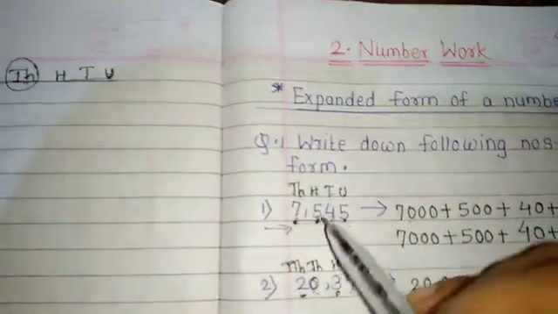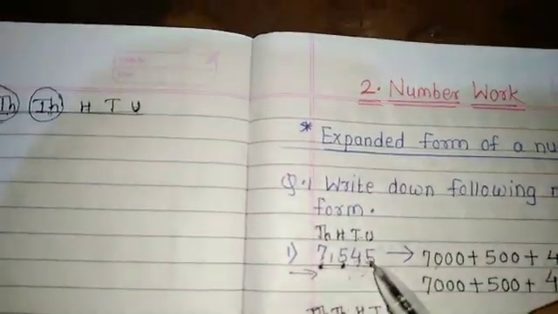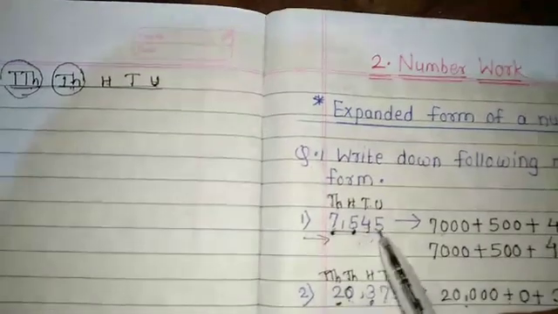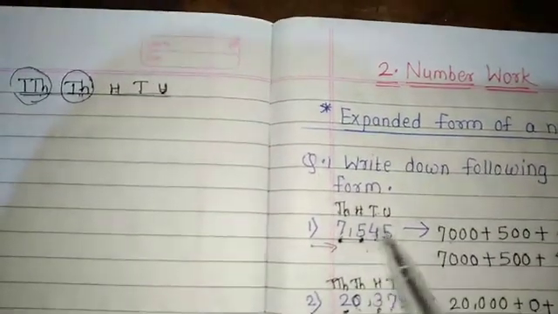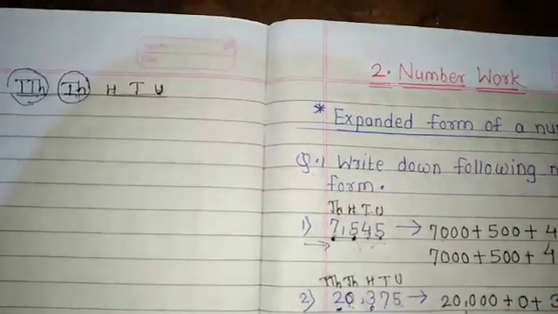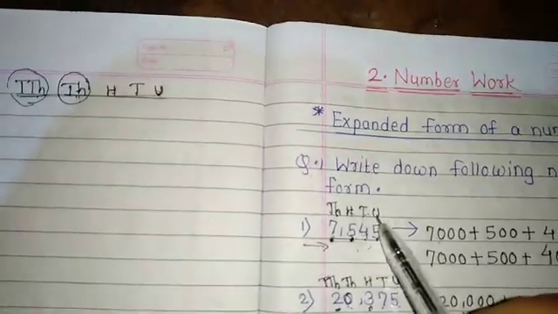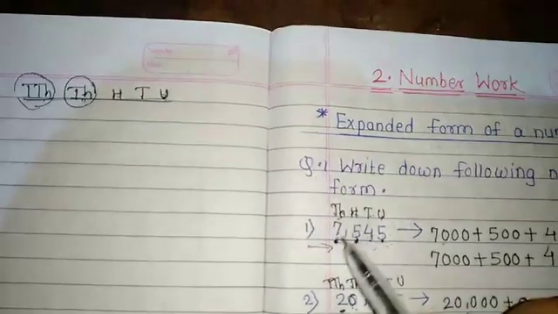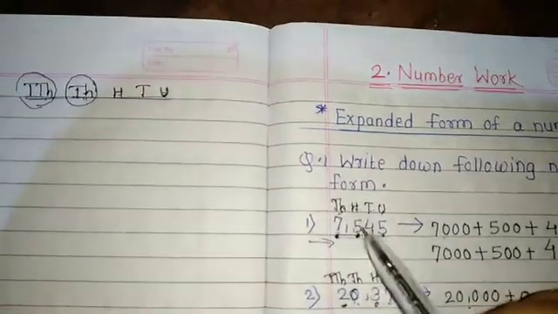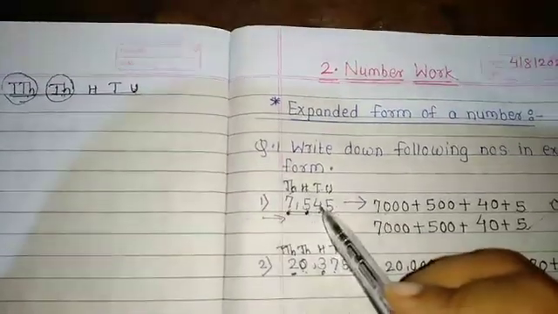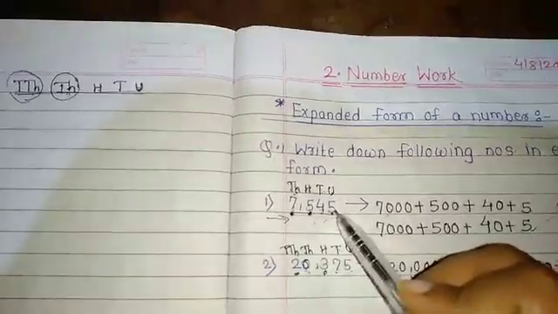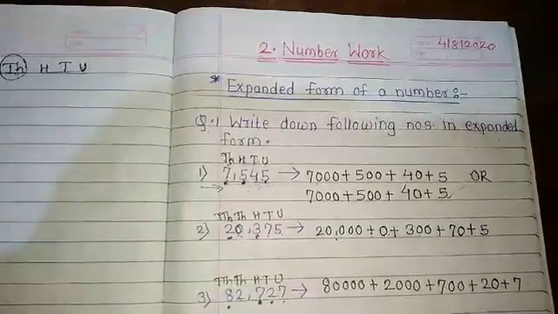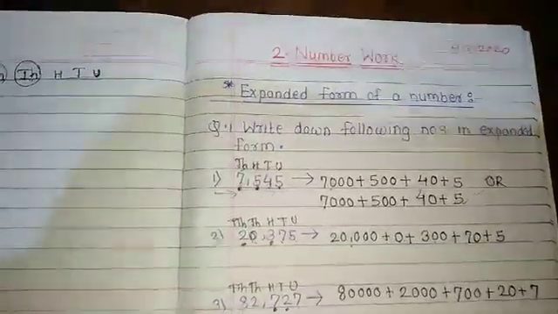Look at this number. How do we read this number? This is a 4-digit number, which means obviously the 1000 place is present. We are putting the places: you need 10, 100, 1000. So how do we read it? 7,545. When we write the expanded form of the number, look at the first number.